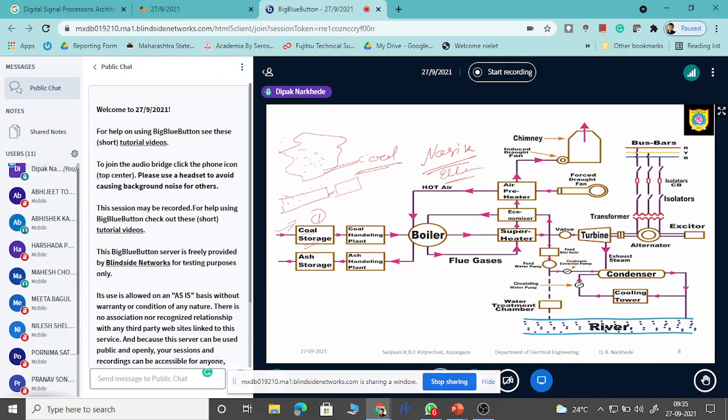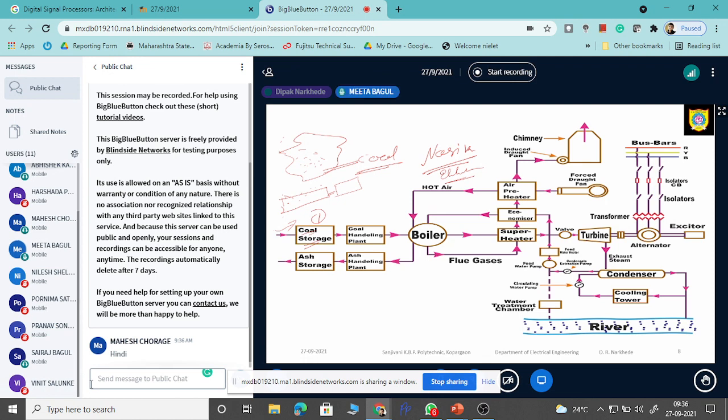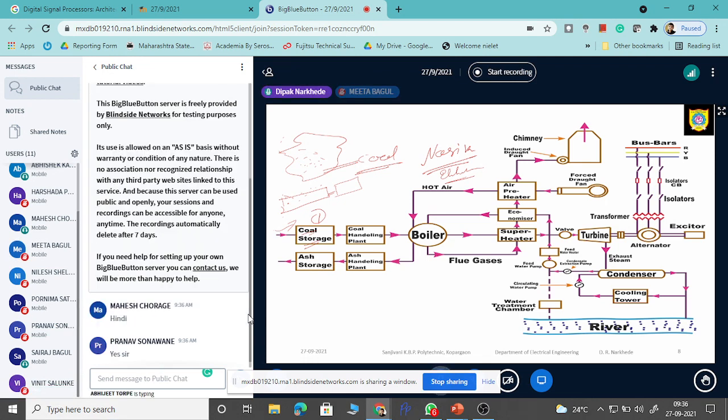Is there anyone who is from Bihar or anyone? Do all of you understand the Marathi language, or shall I speak in Hindi? Sai Raj, Vinit, am I audible to all of you? Yes sir. Mahesh Chorge, okay, no problem. So instead of Marathi, meanwhile I am going to use Hindi also.